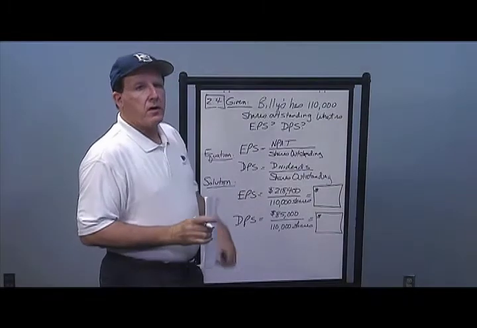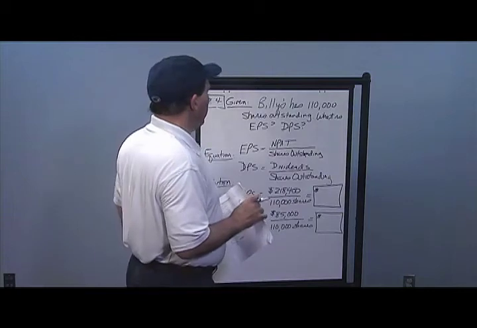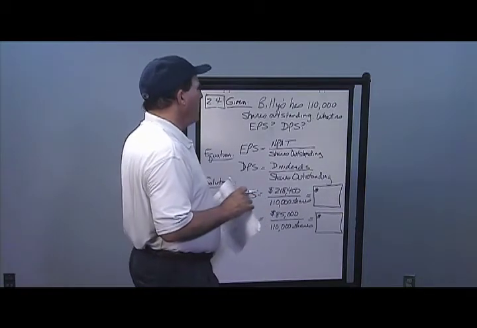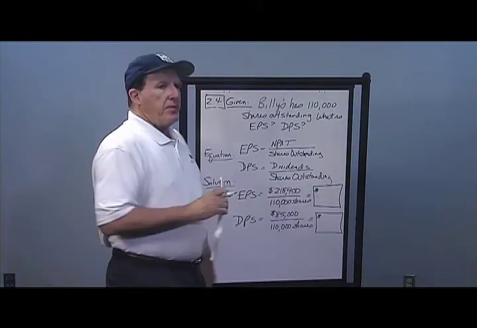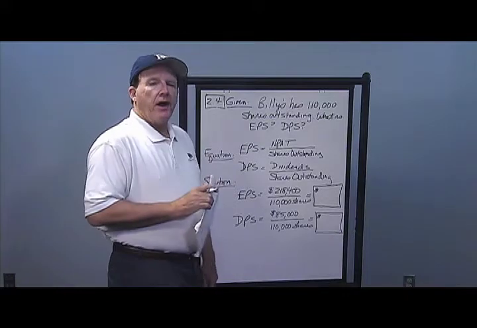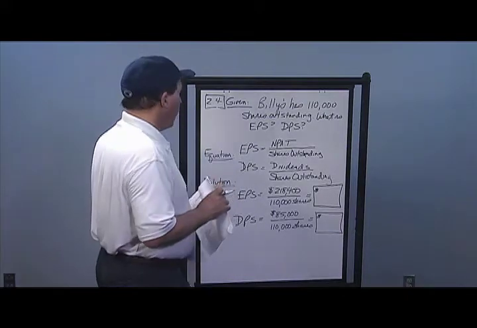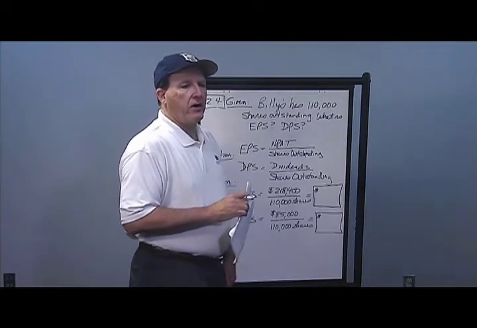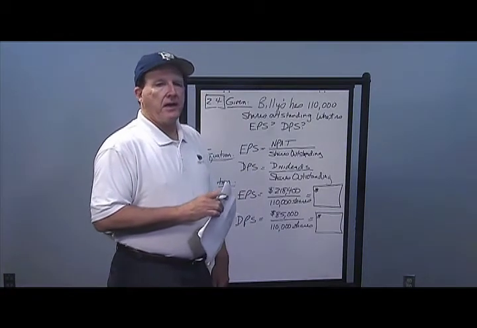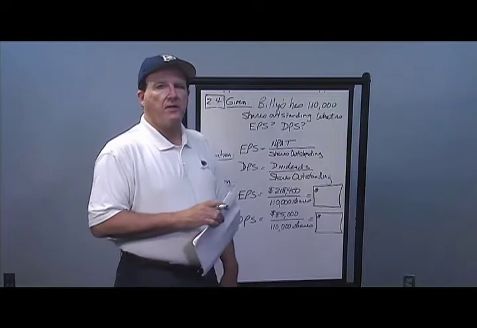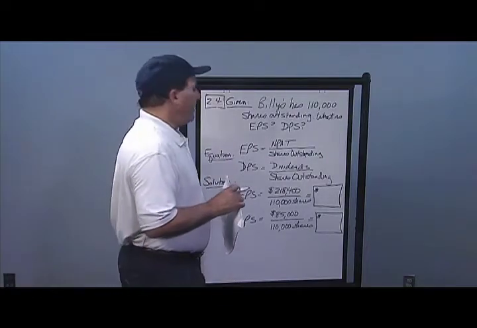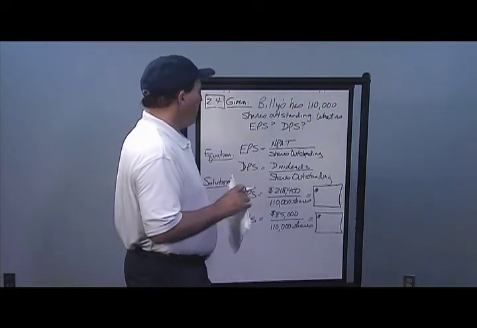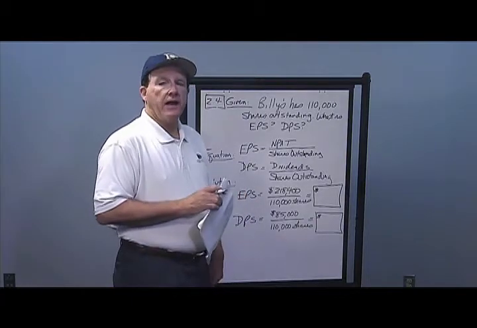Problem number 4, we are given that Billy's has 110,000 shares outstanding. What is Billy's EPS and DPS, or earnings per share and dividend per share? So to calculate EPS, the equation is net income over shares outstanding, or I use the abbreviation NPAT, net profit after tax, same thing as net income. And to calculate dividends per share, I take dividends paid over shares outstanding.